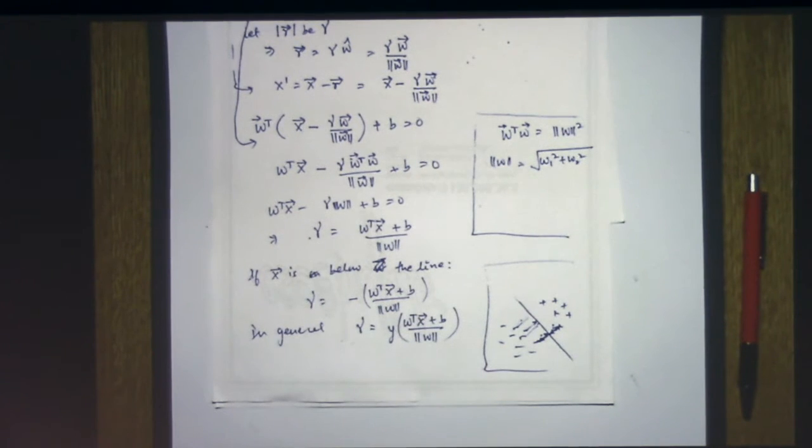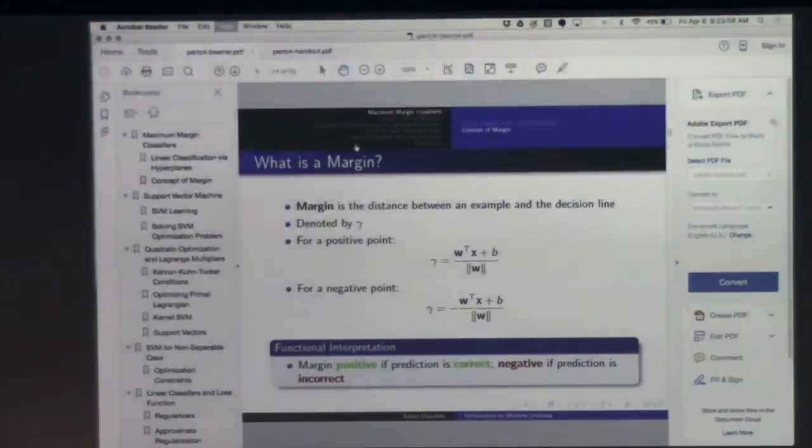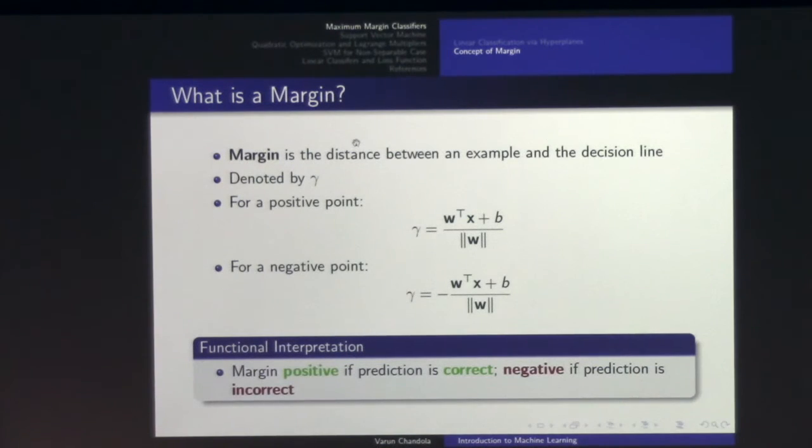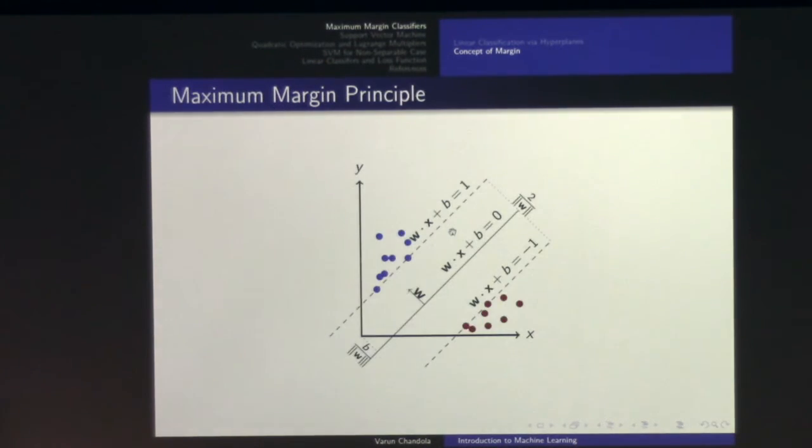So now let's go back here. This is what I said, right? Of course you want your margins to be positive, because if the margin is not positive, that means it's incorrect. So the margin should always be positive because you're multiplying it with the sign of the label, right?